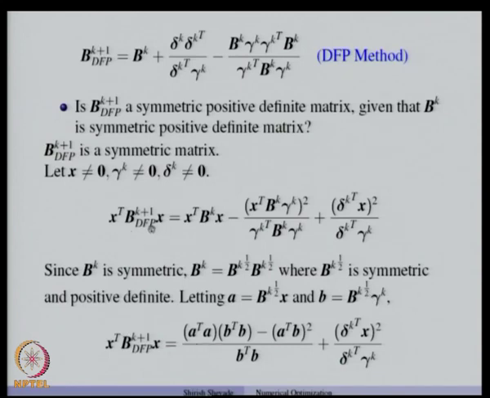So, x transpose B_{k+1} x can be written as, this quantity here becomes a transpose a, then this quantity becomes (a transpose b) squared, and if you take the LCM, the LCM is b transpose b, and therefore a transpose a gets multiplied by b transpose b. These two quantities become (a transpose a)(b transpose b) minus (a transpose b) squared, divided by b transpose b, plus the other quantity remains as it is. Now, what we have to show is that this quantity is greater than 0. First we show that this quantity cannot be negative. That means first we show that the matrix B_{k+1} is positive semi-definite, and later on we show that it is positive definite.